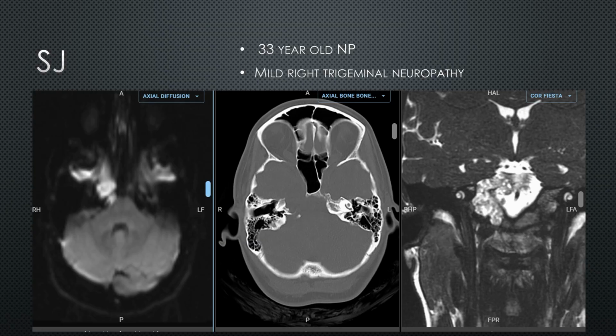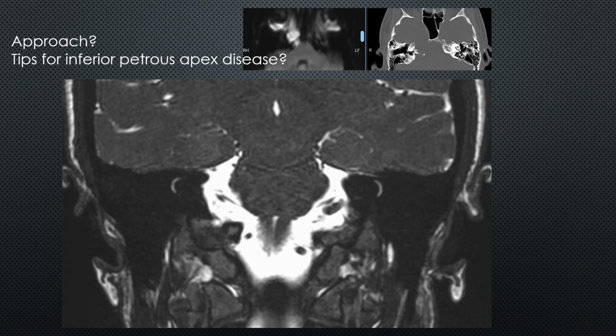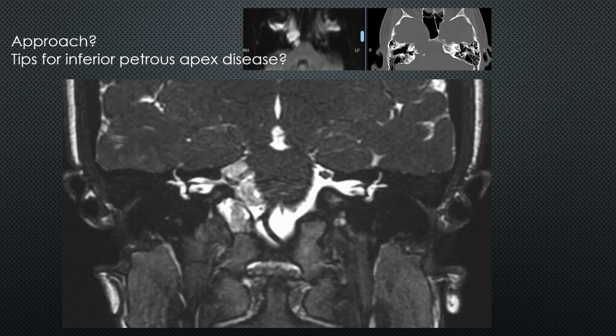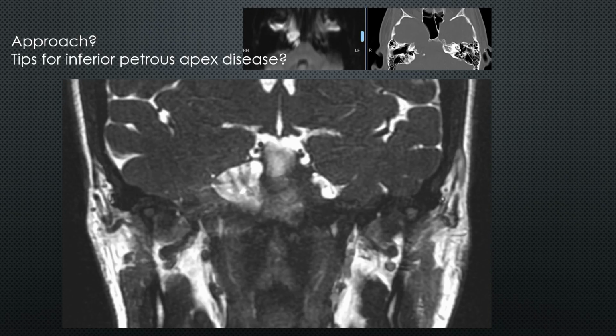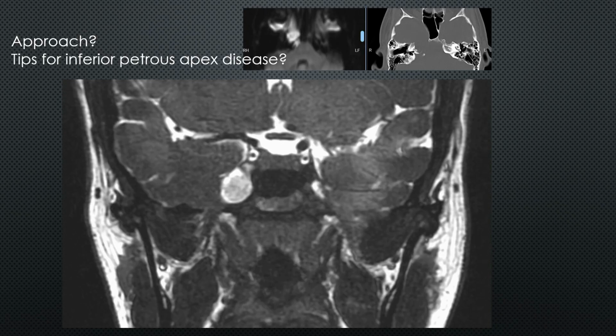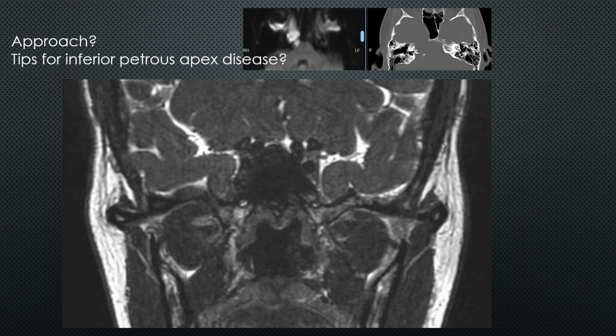This is a 33-year-old nurse practitioner with very mild right trigeminal neuropathy, who has a pretty complicated lesion on the scan involving Meckel's cave along the trigeminal nerve, deeply eroding into the petrous apex, and spilling into the cerebellopontine angle. I have two questions on this, really. Here's a video that shows the extent of the tumor a little bit more, very inferior in the petrous apex. I just wanted people's thoughts on the approach, as we debated this quite a bit.